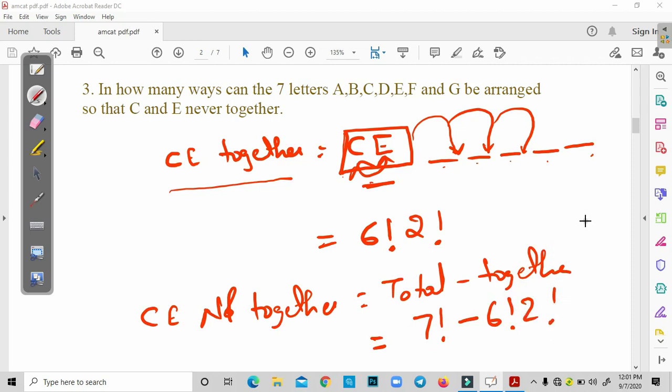Now, if you want to find the answer you can calculate it, or you can skip it because the calculation is routine. Let us see what is the answer of 7 factorial. It will be 5040. And what is the answer of 6 factorial? 720, and multiplied by 2 it will be 1440. So 5040 minus 1440 will be 3600. The answer is 3600.